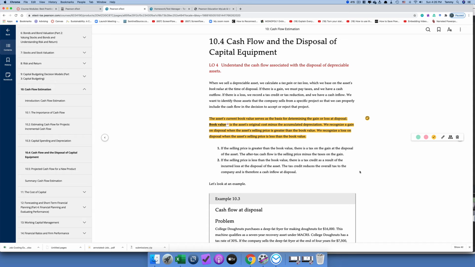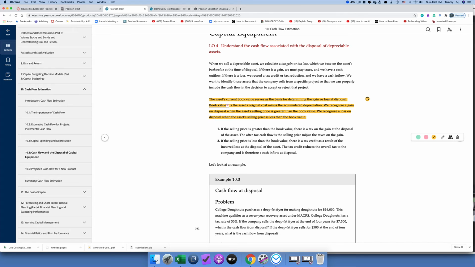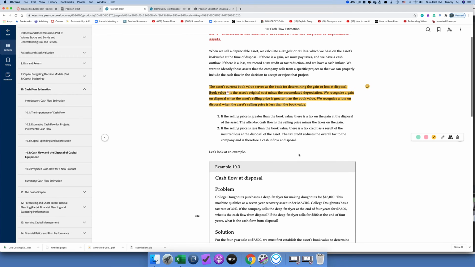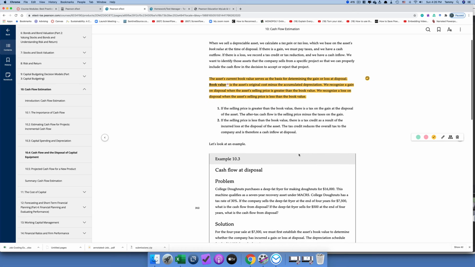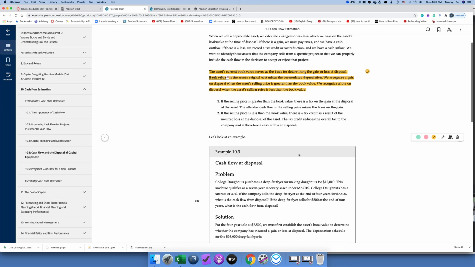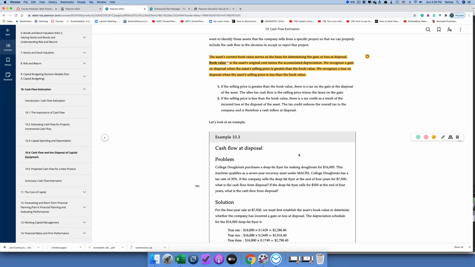Okay, so if the selling price is greater than the book value, there's a tax on the gain, and the after-tax cash flow is the selling price minus the taxes on the gain. If the selling price is less than the book value, there's a tax credit as a result of the loss, and the tax credit reduces the overall tax and is therefore a cash inflow at disposal. Okay, so this is some nitty-gritty details. I don't think I give you a quantitative problem where you have to actually solve this out. I just want you to kind of know that these are issues that need to be addressed in capital budgeting.